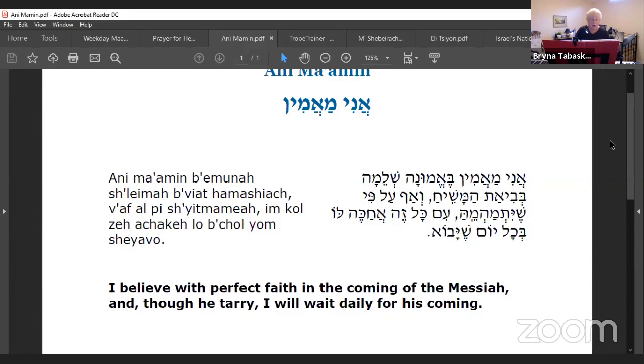Ani Mamin, Ani Mamin, Ani Mamin, Ani Mamin. B'bono Shem b'milat HaMoshiach, li'afar pi sheifamea, in ha'ani mamin, in kol zeh achakelo, b'chol yom shevo.